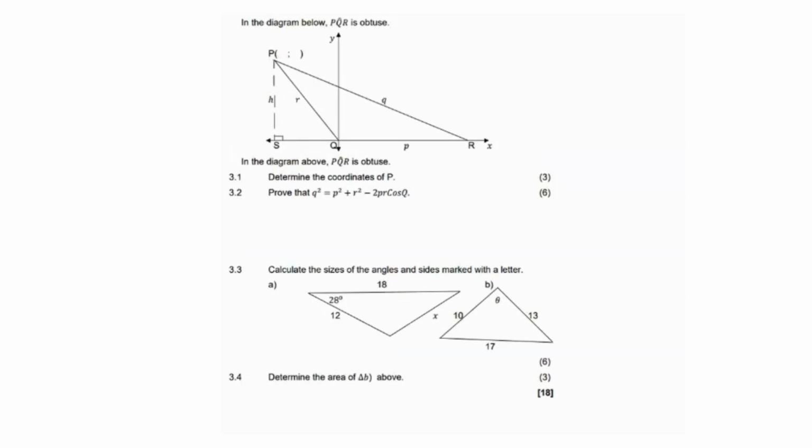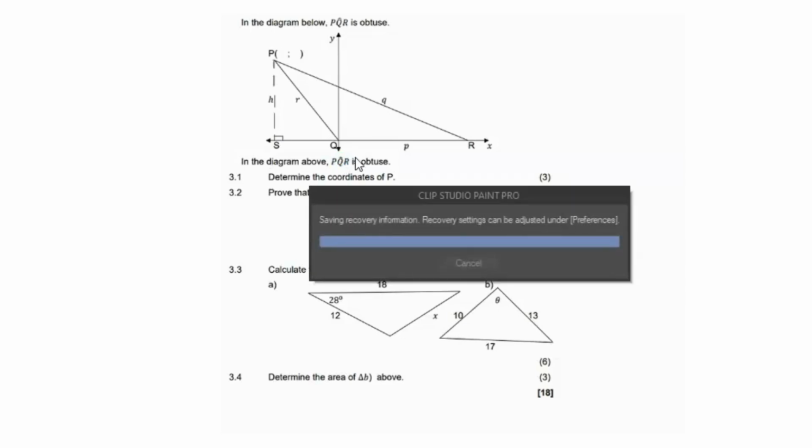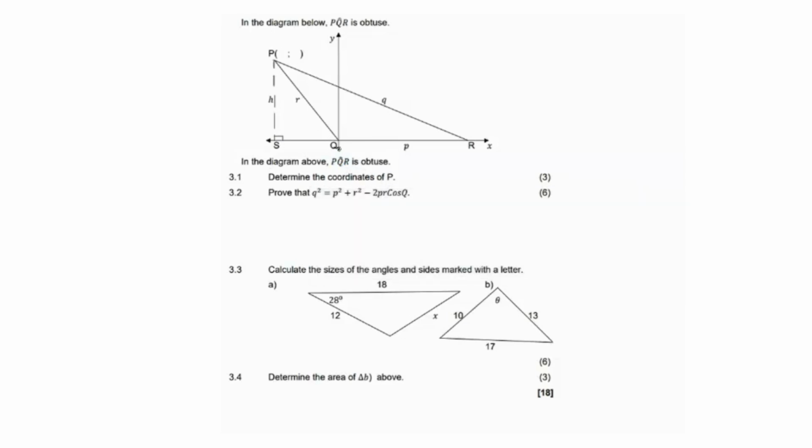So now the first question says, in question 3, the diagram above, PQR is an obtuse triangle. Okay, so now this is a right angle triangle PQS, and the perpendicular height is H and the hypotenuse side is R. We don't have the adjacent side for now, and we also have a second triangle with an obtuse angle, which is this angle here, QR. It's our obtuse angle. So now they say determine the coordinates of P.